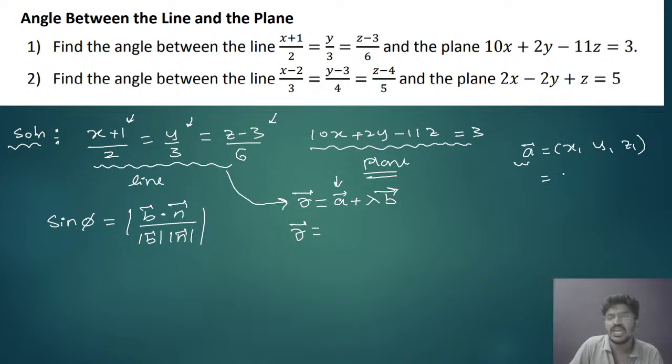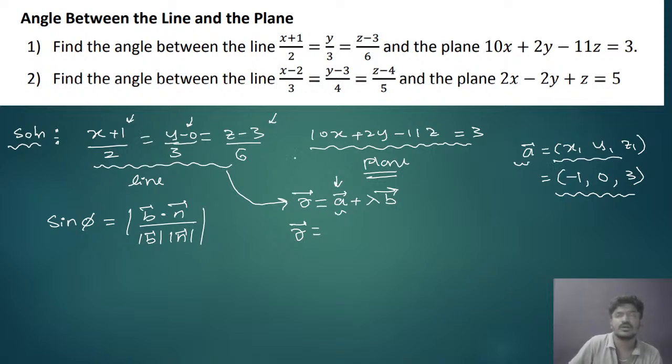Clear? So x1 will be, see here, if it is plus 1, we have to take it as minus 1. y1 is 0 here because only y is present, y minus 0. And here minus 3 is present for z1, that will be plus. Please remember this trick. Writing vector a is very important because the equation of line has to be converted to vector r equals vector a plus lambda times vector b. To write that vector a, we need x1, y1, z1.